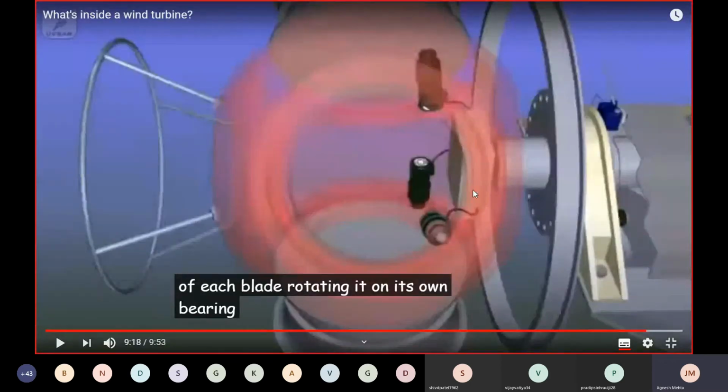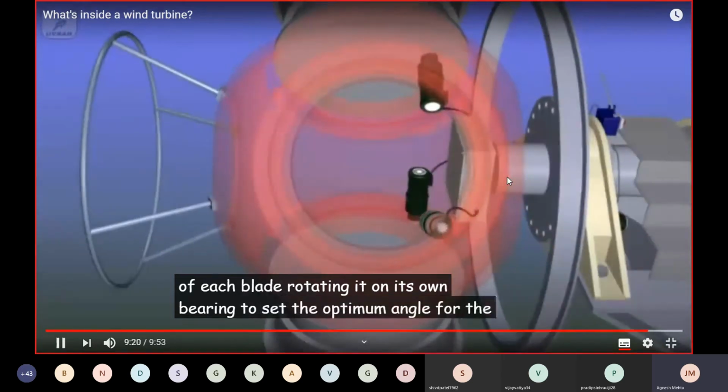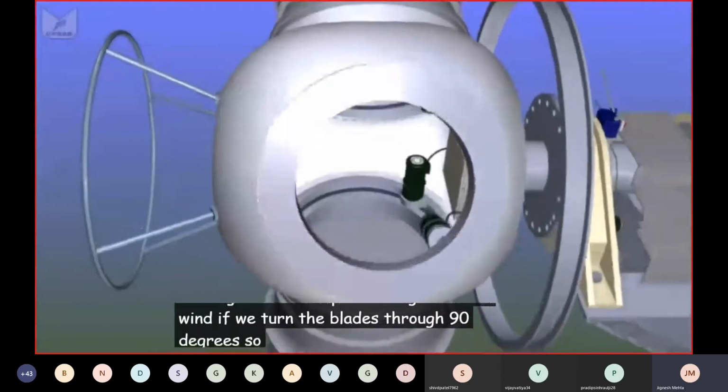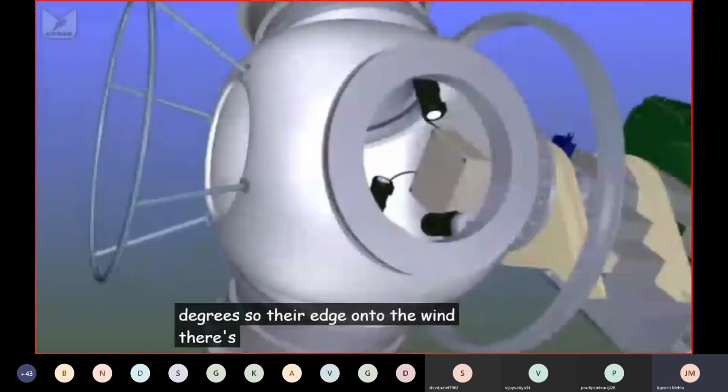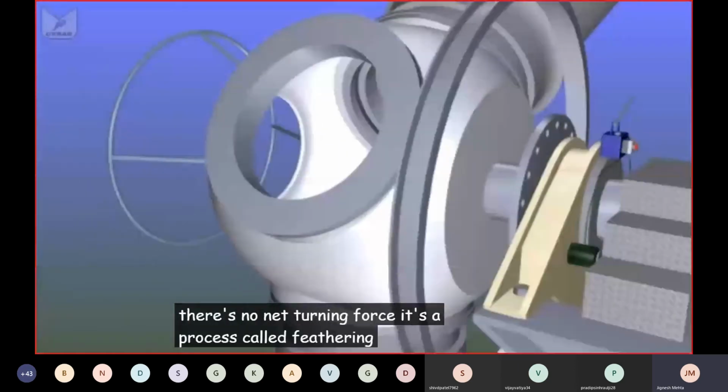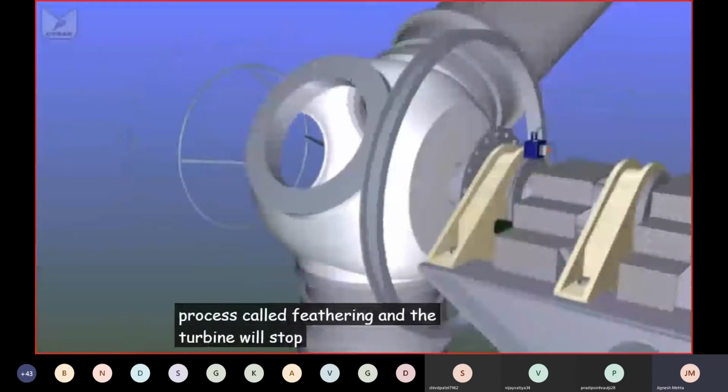So now the pitching mechanism is being discussed. These 3 motors are the motors which rotate the blades about their own axis, and they are responsible for the pitching motion of the blades, to set the optimum angle for the wind. If we turn the blades through 90 degrees so they're edge on to the wind, there's no net turning force. It's a process called feathering, and the turbine will stop.